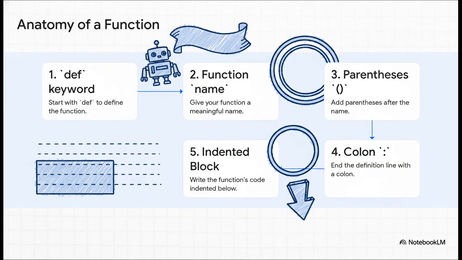And creating a function is actually super straightforward. You start with the keyword def. That's short for define. Then you give your function a name. After the name, you add parentheses and a colon. And then all the code that belongs to that function gets indented right underneath. And that indentation is absolutely key. It's how Python knows what instructions are part of the recipe.